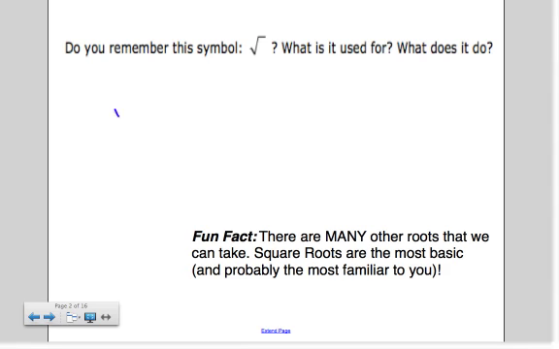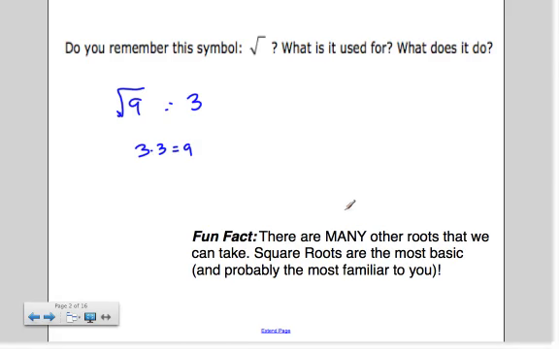Whenever you have a radical symbol and a number underneath it, right now it's asking for the square root because it's an understood square root. There's an understood 2 right here. We'll talk about what those numbers mean in a minute. But what it's asking is, what number multiplied by itself gives me 9? What number squared gives me 9? Well, that would be 3, because 3 times 3 equals 9.